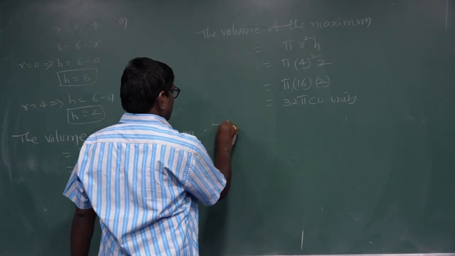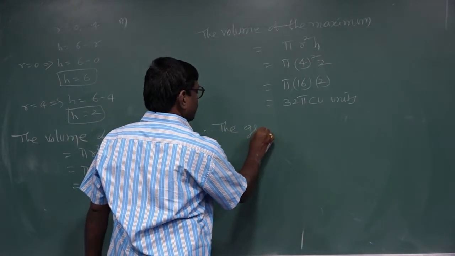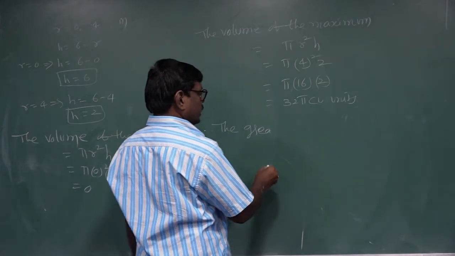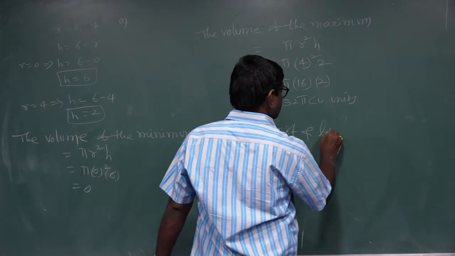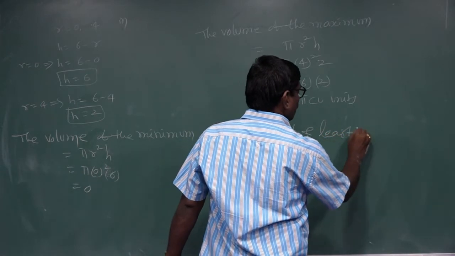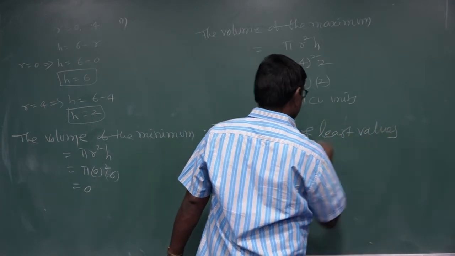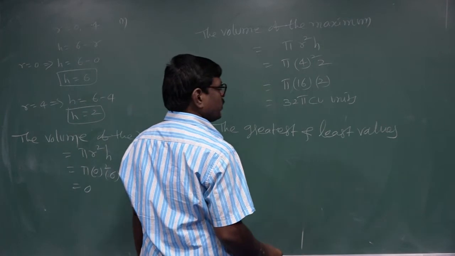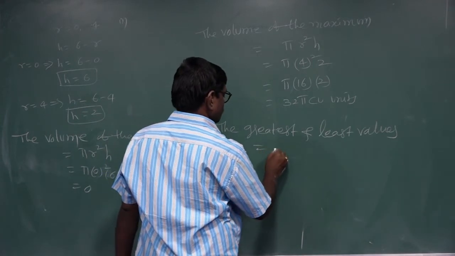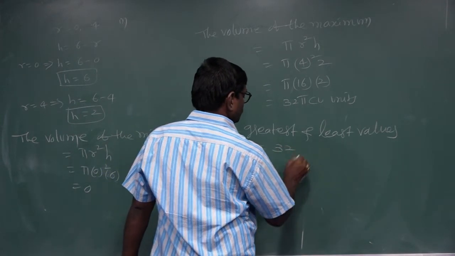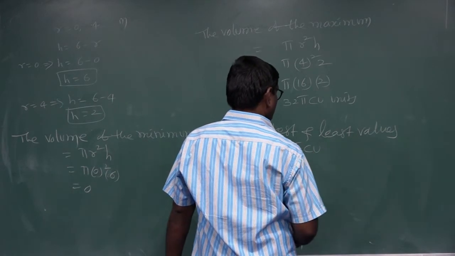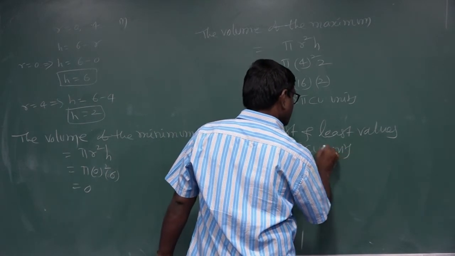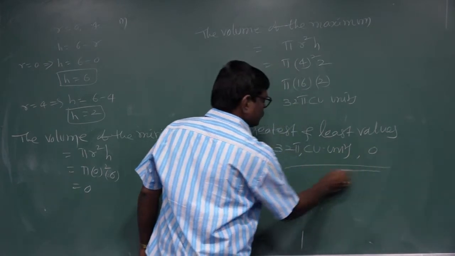Therefore, the greatest and least values are equal to 32 pi cubic units and 0.